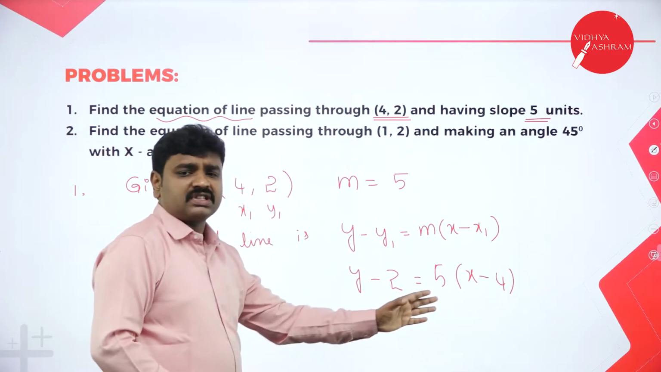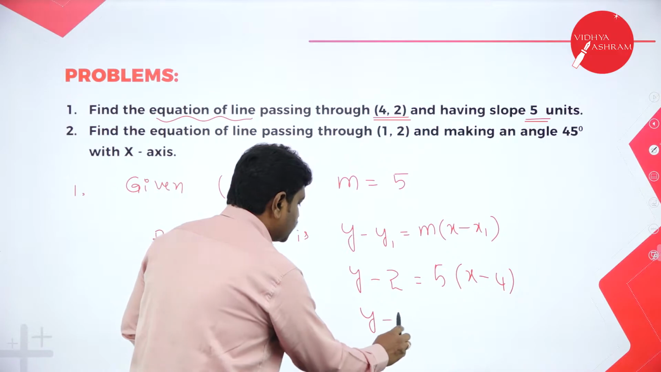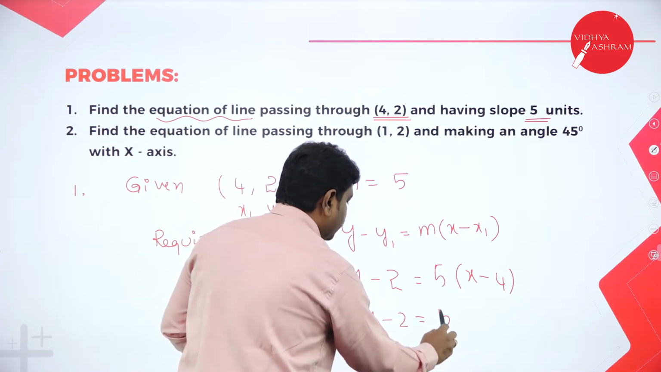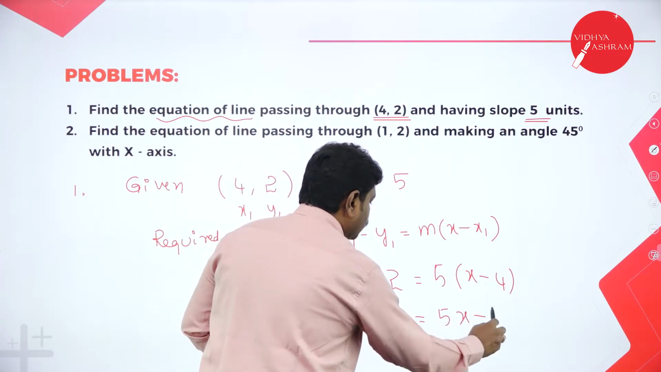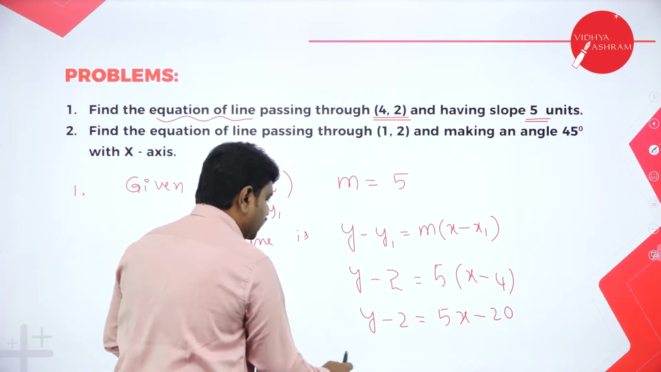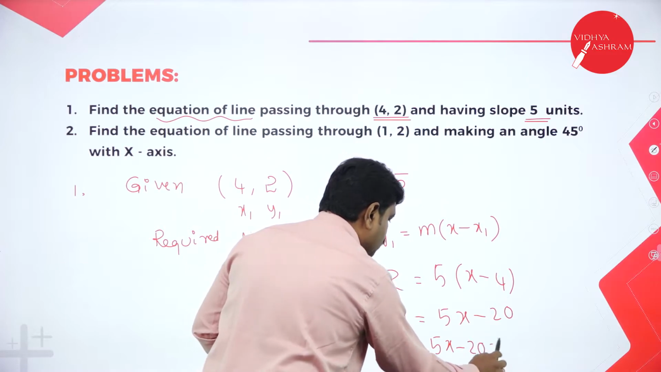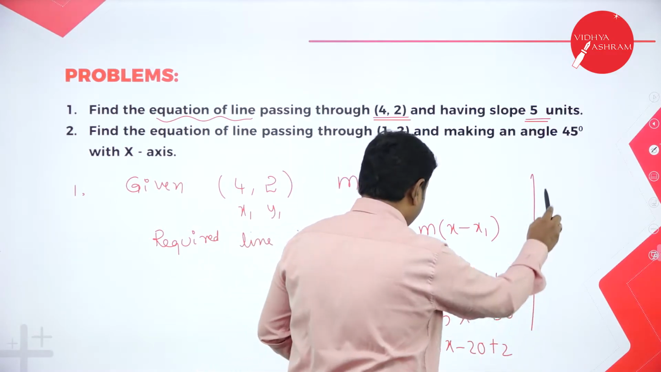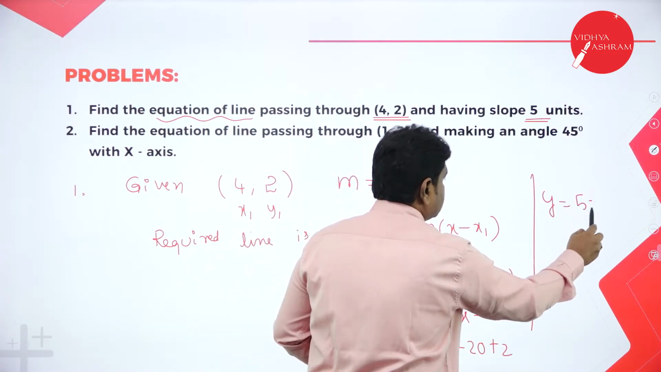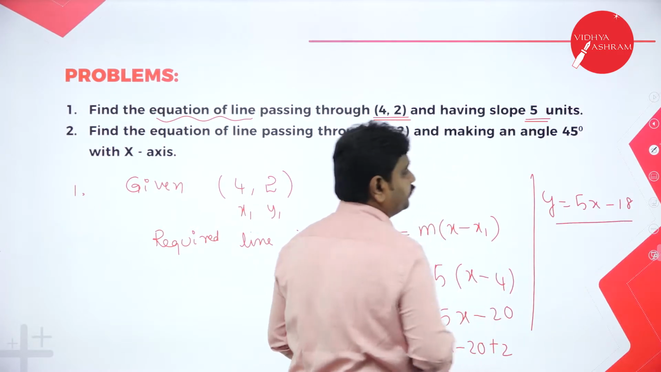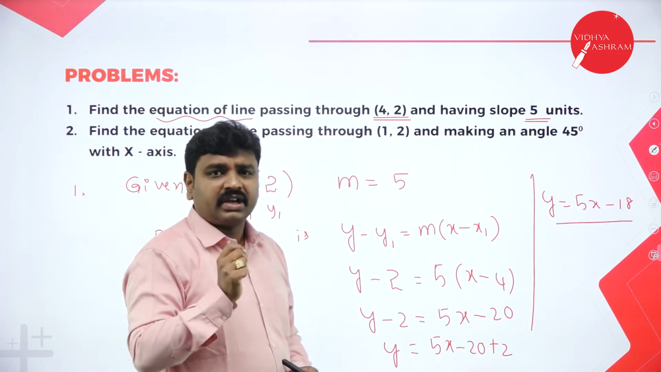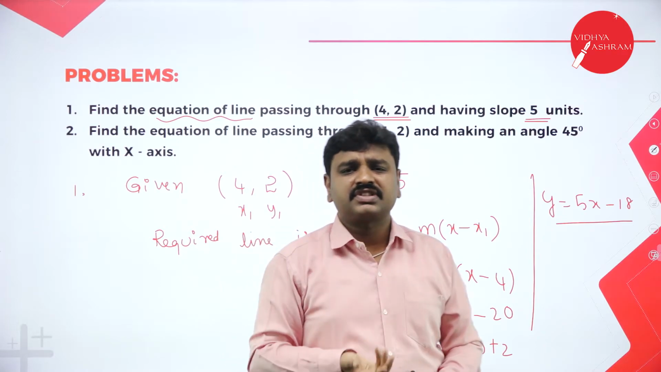Further we'll simplify this and rearrange. So y minus 2 is equal to 5 into x, which is 5x, minus 5 4s are 20. Transfer 2 to the other side. So y is equal to 5x minus 20 plus 2. Or we'll get y is equal to 5x minus 18. This is the answer. I'm writing in y is equal to mx plus c form. It is also one of the standard forms.